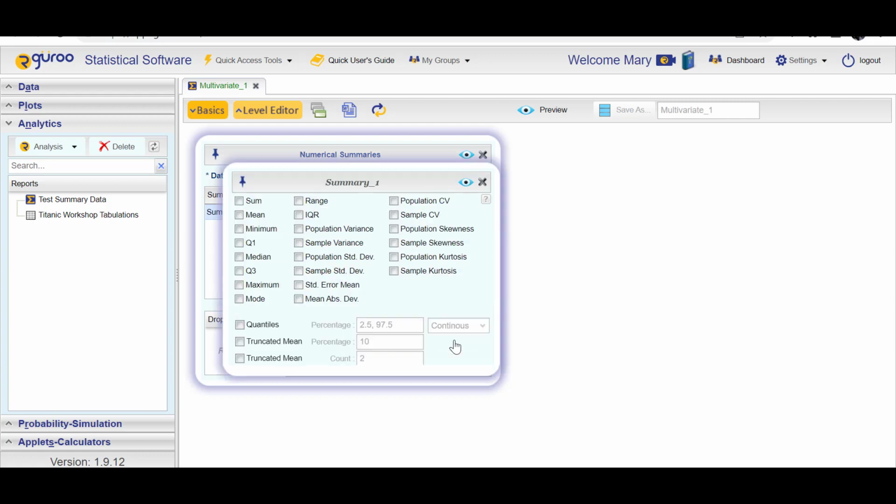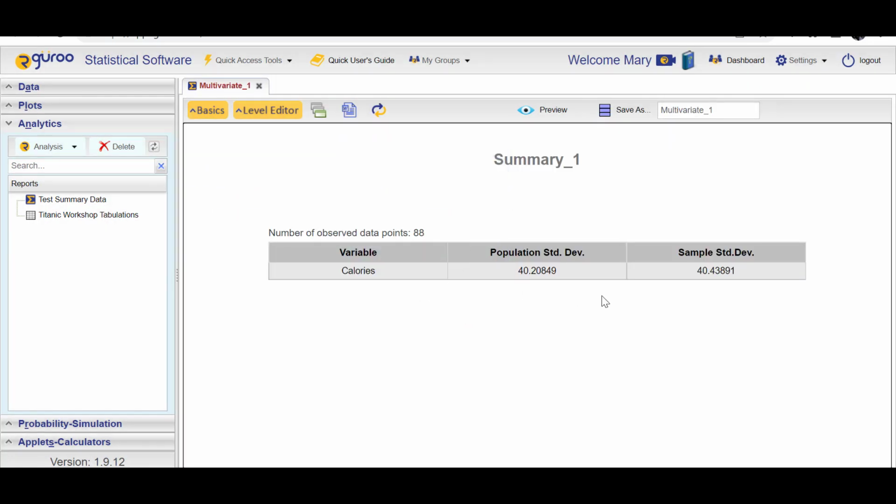and then I'm going to click univariate, and then I'm going to choose population standard deviation and sample standard deviation. Both are in the center column here, and then view, and there we have it. That's all there is to it. But you'll notice that the population standard deviation, 40.20849, is slightly different than the sample standard deviation, which is 40.4891.